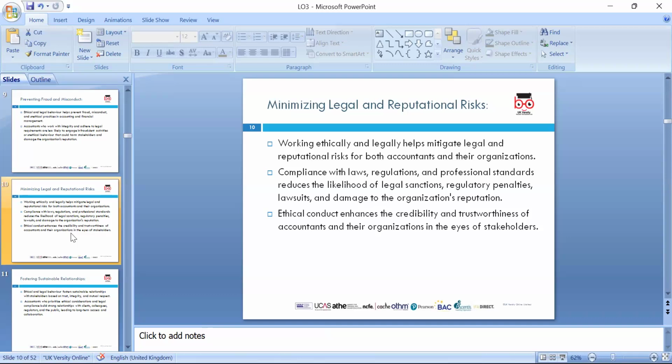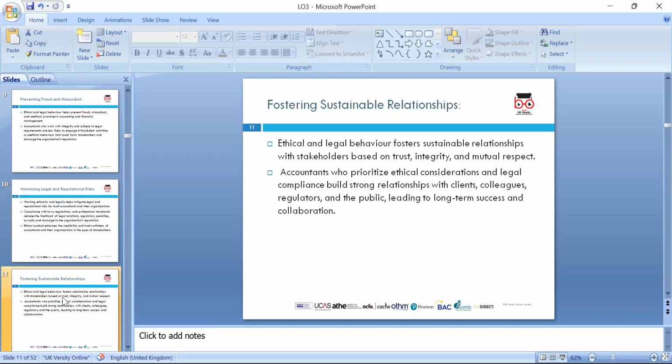There is the likelihood of legal sanctions and regulatory penalties. Fraud means when you intentionally give false information. When you give the correct information in the law, that's not fraud. If you miss something, an error can happen, so that's allowable. Then there are lawsuits and damages to the organization. Ethical conduct enhances the credibility and trustworthiness of the accountant in the eyes of the stakeholders. As we said, anyone who has any interest in the business is called a stakeholder.